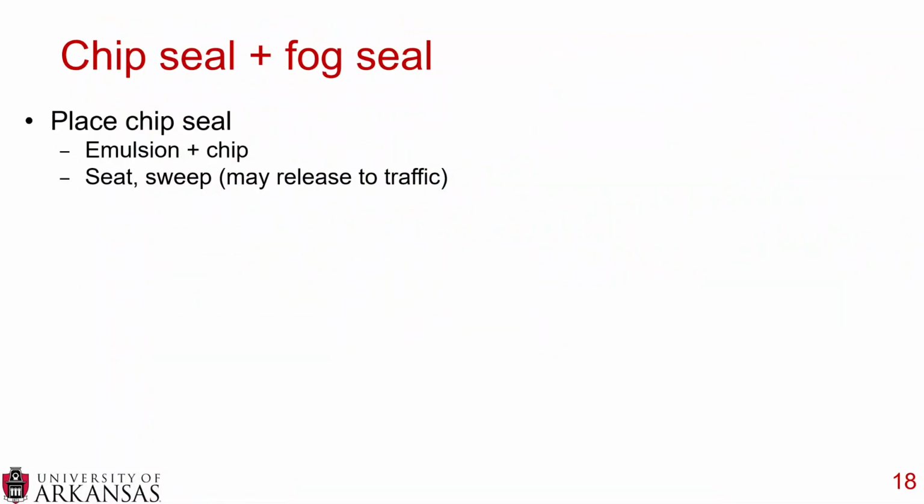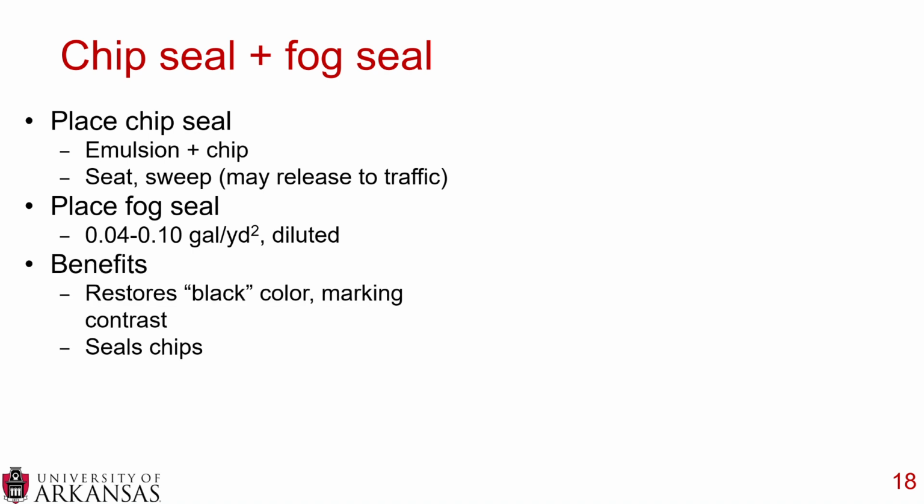Now, moving on to a chip seal plus a fog seal. This is simply where you place your chip seal, place the emulsion, place the chip down, you seat the aggregate with a pneumatic tire roller, you sweep it, you may release it to traffic just to kind of get some of that excess rock off of there. But then you place a fog seal, and this is 0.04 to 0.1 gallons per square yard, and it is diluted. And the nice thing about this is it restores a black color, and the traveling public loves black roads. It also provides a very nice marking contrast, and it seals the chip.